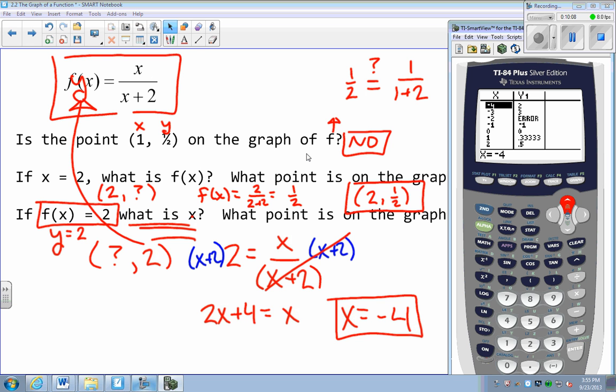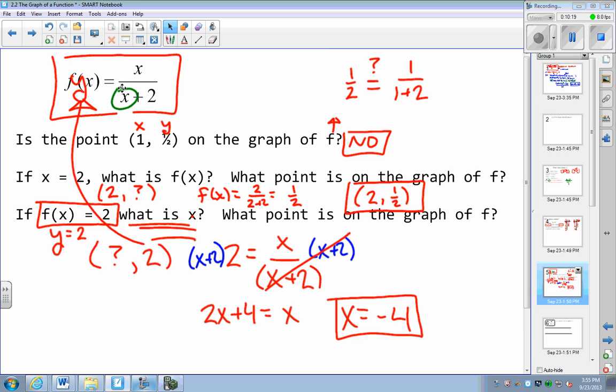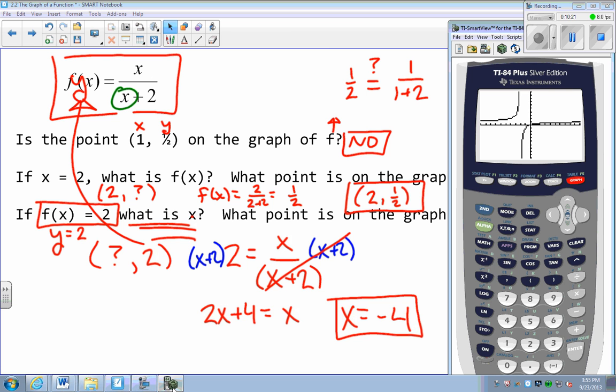If you want to see a picture of what this looks like, you can graph it. Okay, there's going to be something happening at negative 2 because you can't throw in a negative 2 down there.